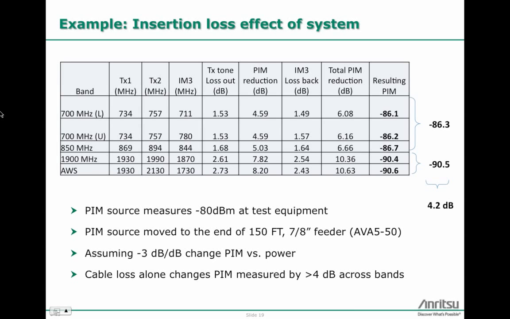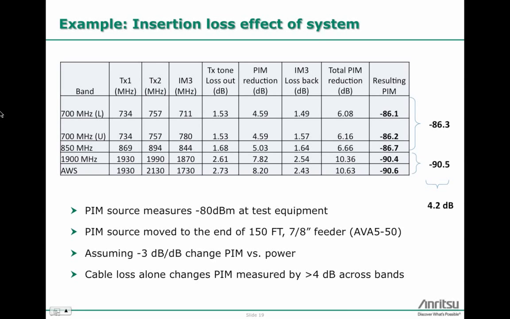And then I put in an insertion loss. In this case, we're looking at 150 feet of 7/8 inch feeder cable. If I put that minus 80 dBm PIM problem at the end of that feeder cable, what's the change that I'm going to be experiencing from measuring it at the test set? This also assumes that the change in PIM versus power is the theoretical level of minus 3 dB for every 1 dB in test power.